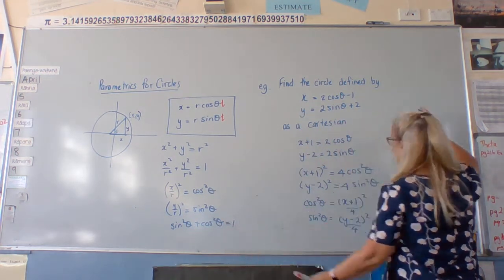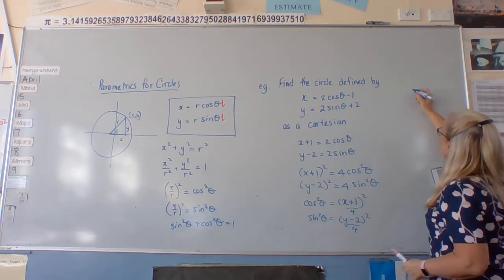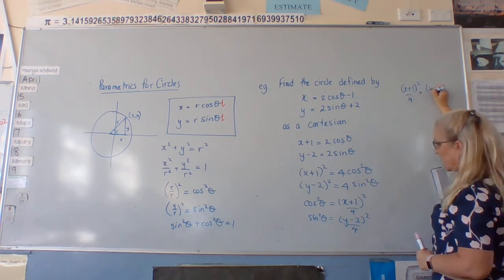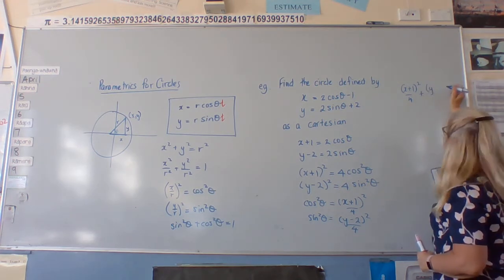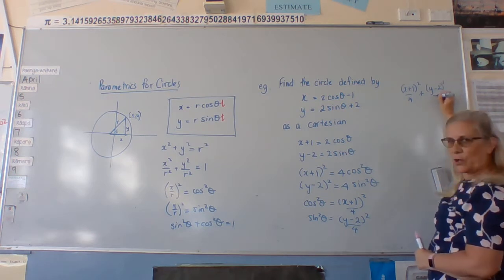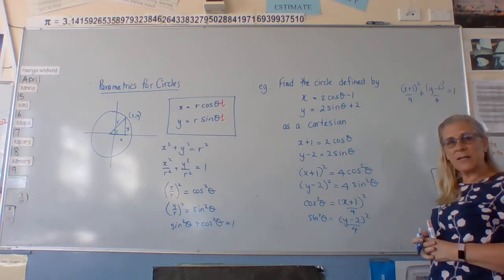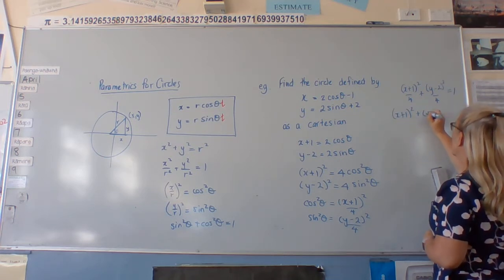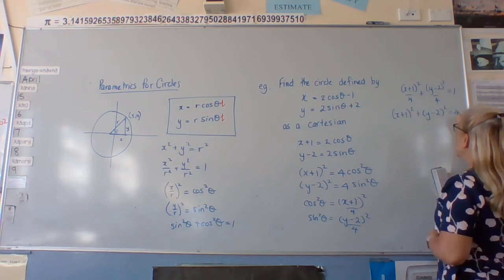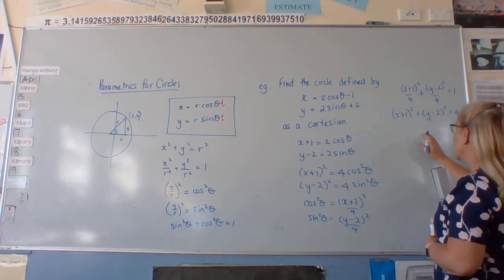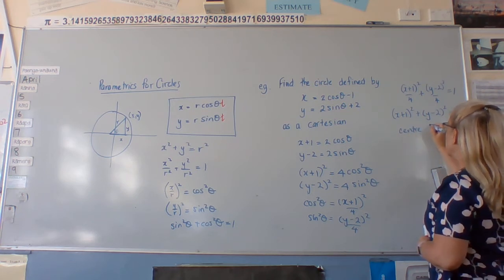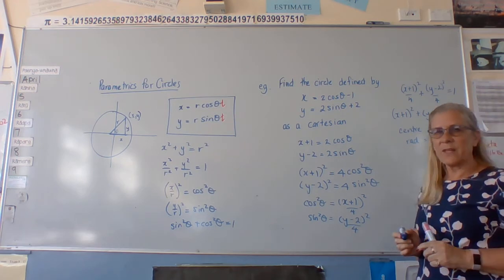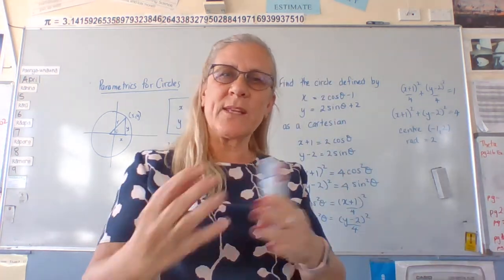As we said over here, they equal 1 when they're added together. So we're going to get x plus 1 squared over 4 plus y minus 2 squared over 4 equals 1. Now we're going to get rid of those 4s, multiplying them on the other side. x plus 1 squared plus y minus 2 squared equals 4. We've now got our Cartesian equation. We can tell that the centre is at (-1, 2) and the radius is 2, the square root of 4. So we can manipulate that to get between the two formulas.